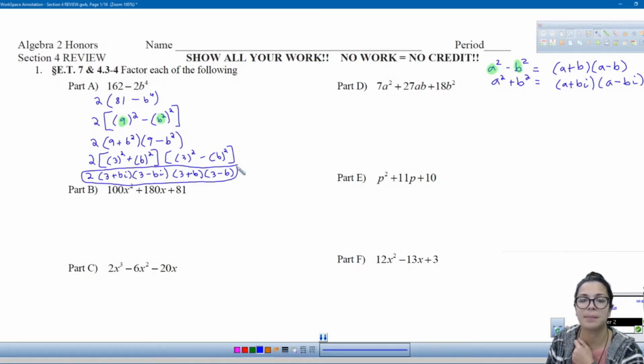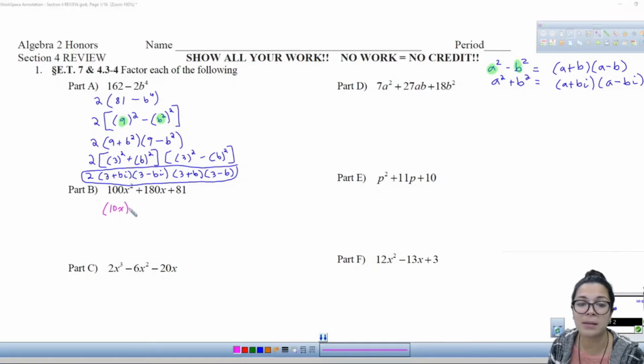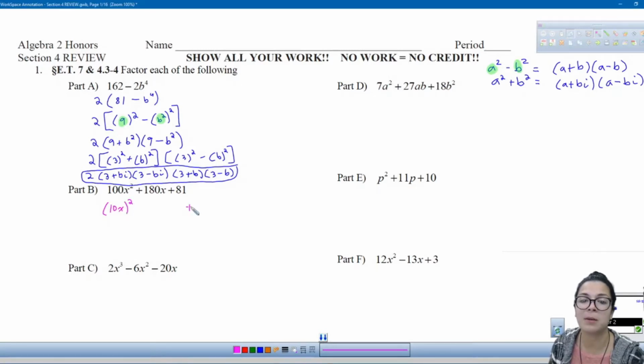And that's it. All right, moving on to part B. On part B, we need to factor, right? But if you notice, the last term and the first term are both perfect squares. I can write the first term as a perfect square, which would be 10x all squared. The last term as a perfect square would be 9 squared.